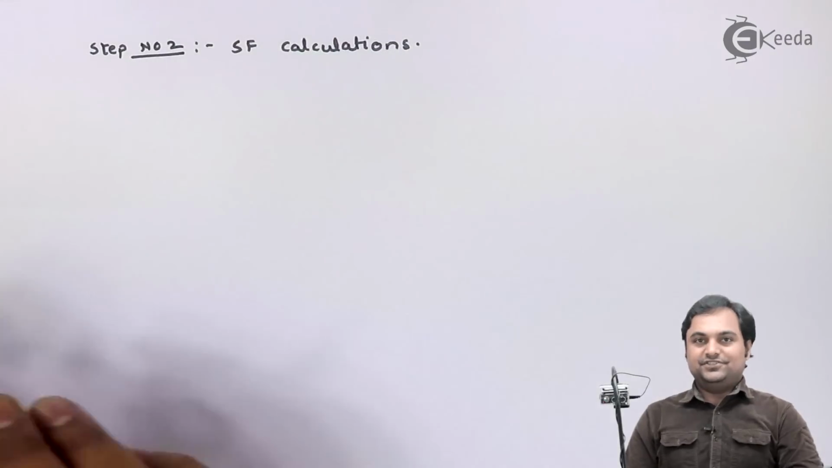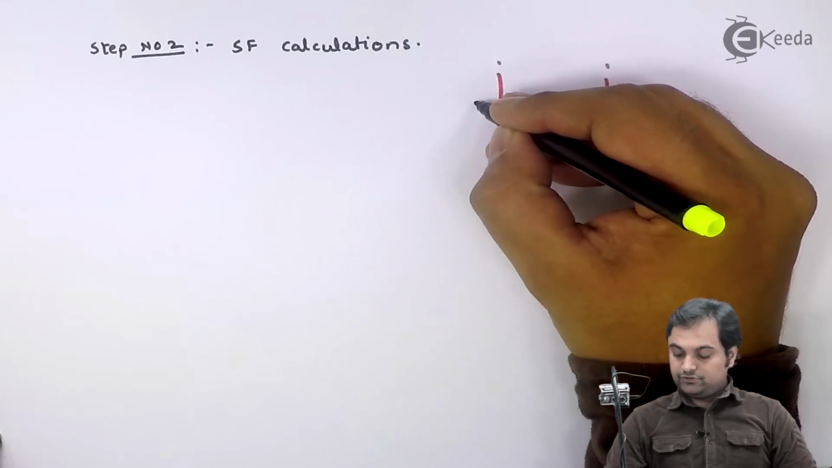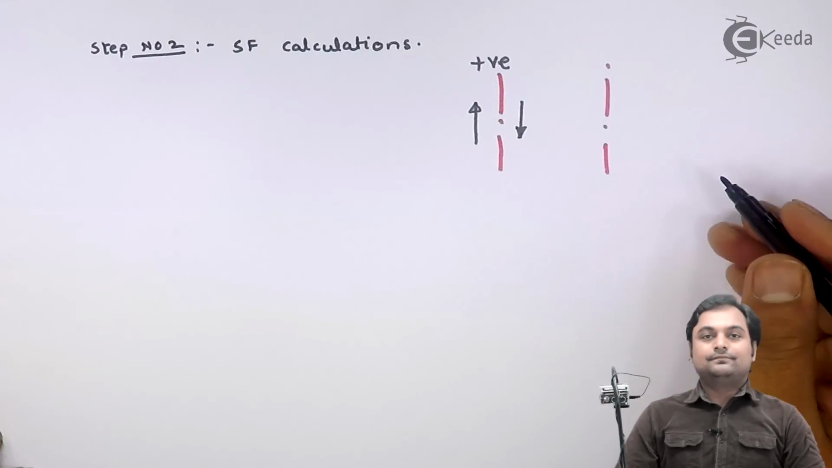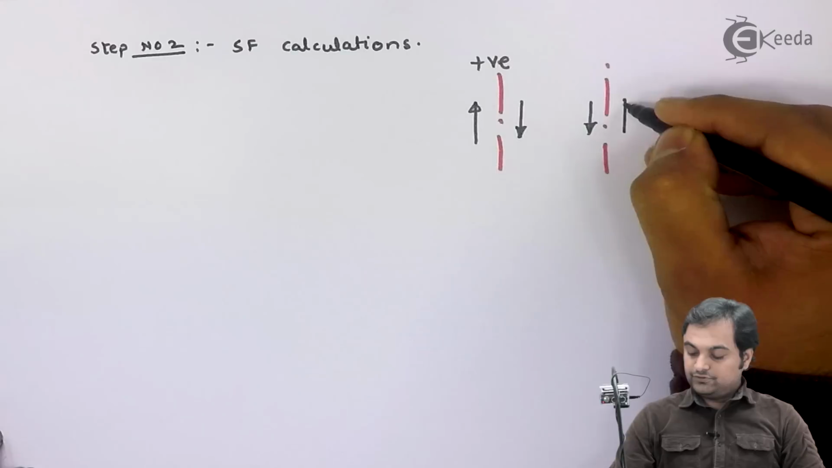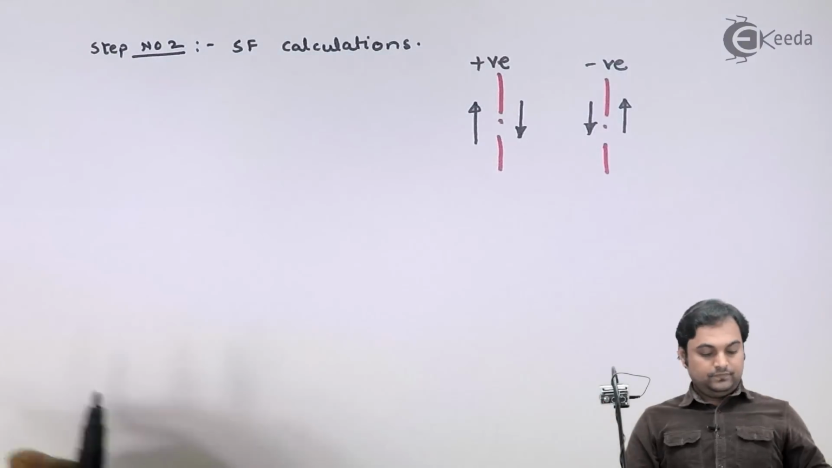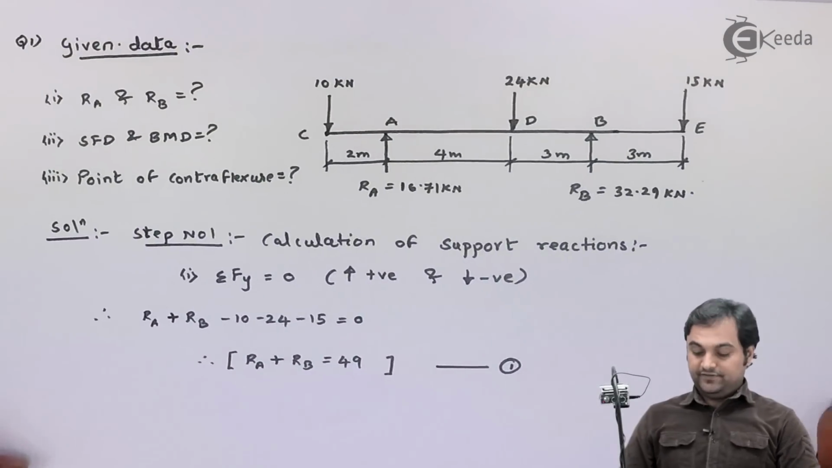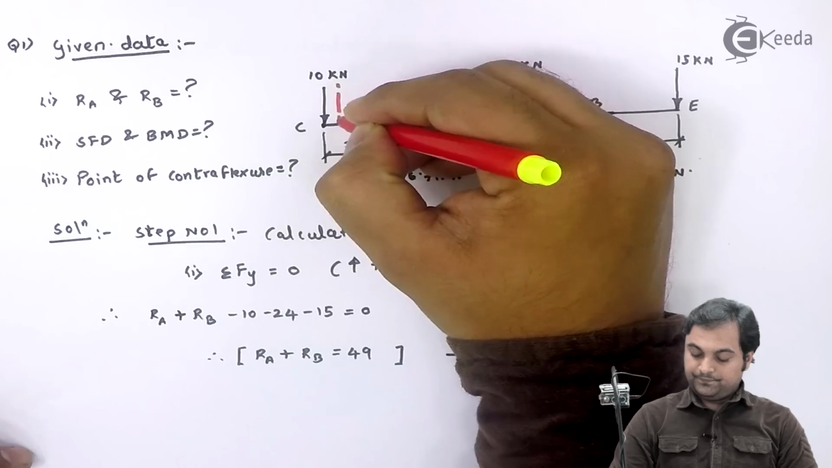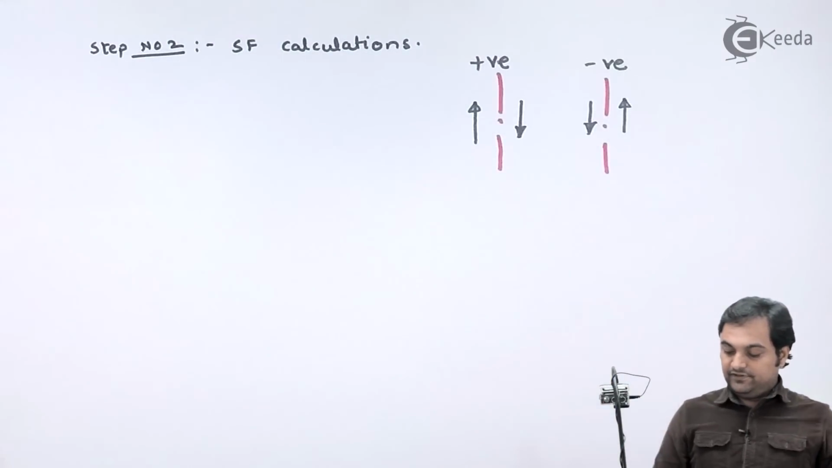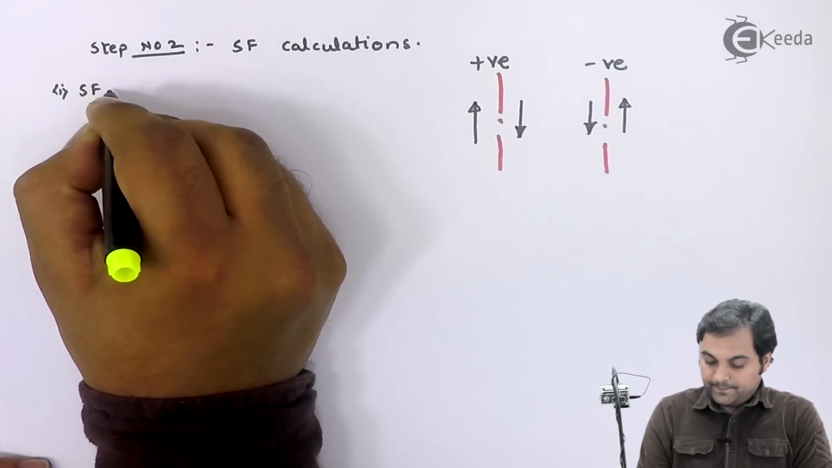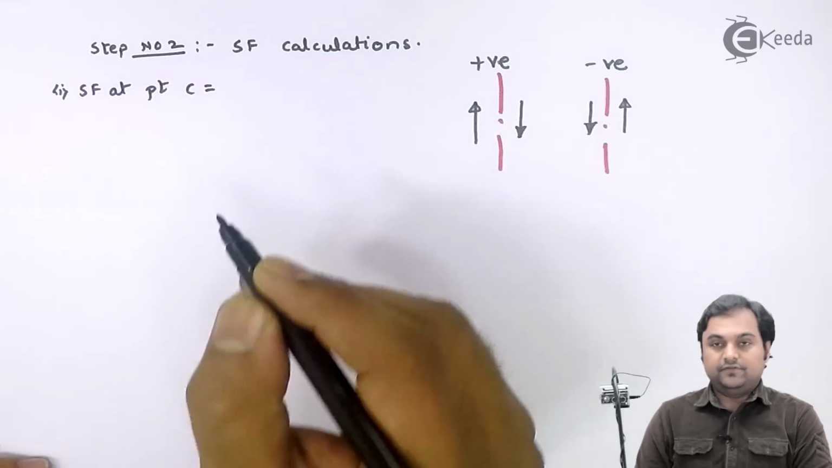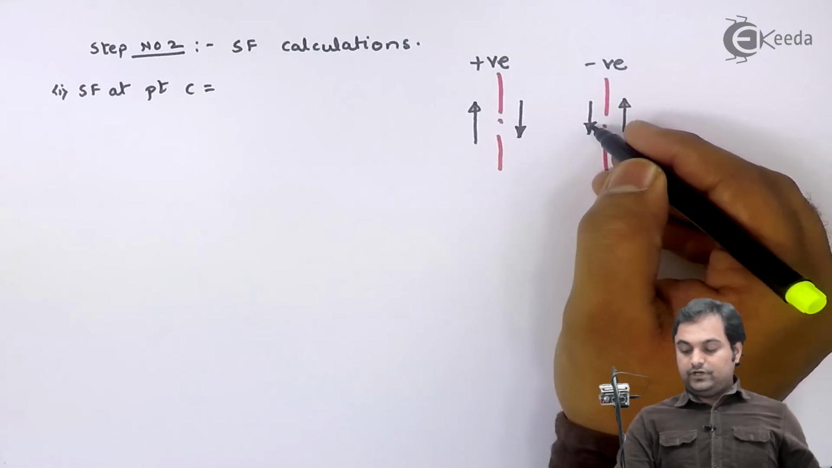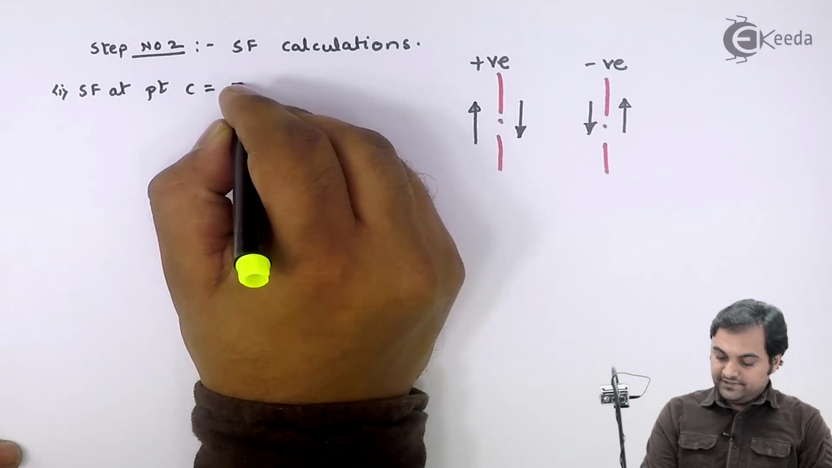For that I will draw the sign convention first. Upward force to left and downward force to the right are positive. Downward force to left and upward force to right, they are negative. So therefore I will start calculating the value of shear force. First I will be taking the section very close to point C. This is my section. I'll say that first SF at point C is equal to, here I have a section and to the left of it there is downward force. So downward force to the left is taken as negative, value is minus 10 kilonewton.